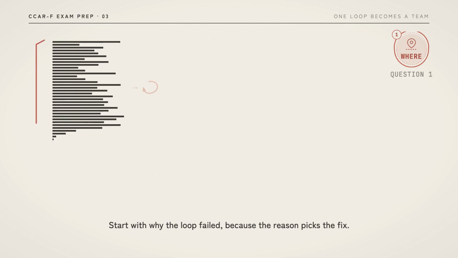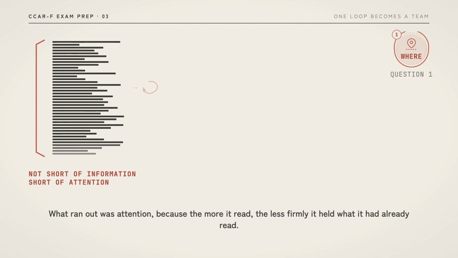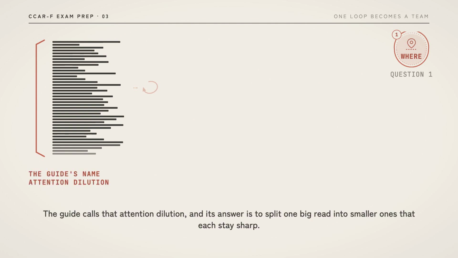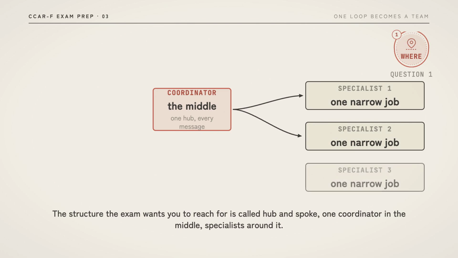Start with why the loop failed, because the reason picks the fix. The reviewer didn't lack information. Every file was right there in front of it. What ran out was attention, because the more it read, the less firmly it held what it had already read. The guide calls that attention dilution, and its answer is to split one big read into smaller ones that each stay sharp.